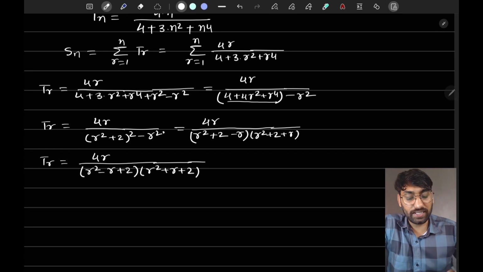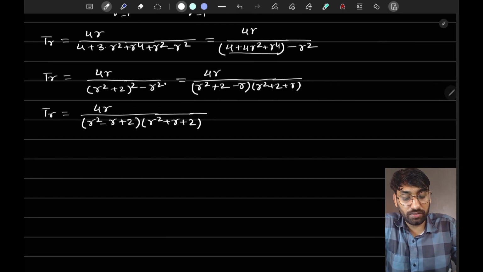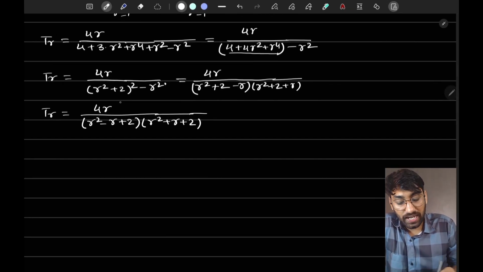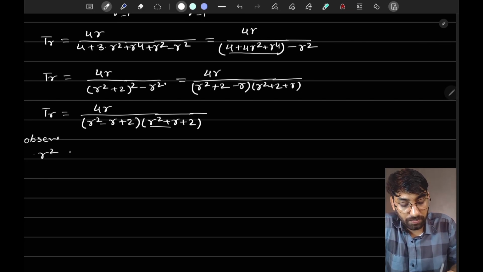Now, what idea do you need to apply here? If you closely observe, 4r is there. So if I take these two terms, just observe here. Observe. r square plus r, it means this term, minus r square minus r plus 2.